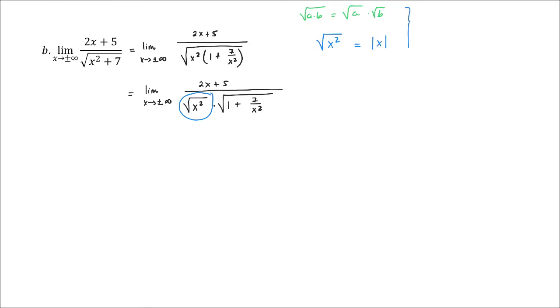You need to remember that whenever you have the nth root of x to the n, there are two possibilities here. If n is even, the nth root of x to the n is going to be equal to the absolute value of x. And if n is odd, then the nth root of x to the n is simply equal to x.